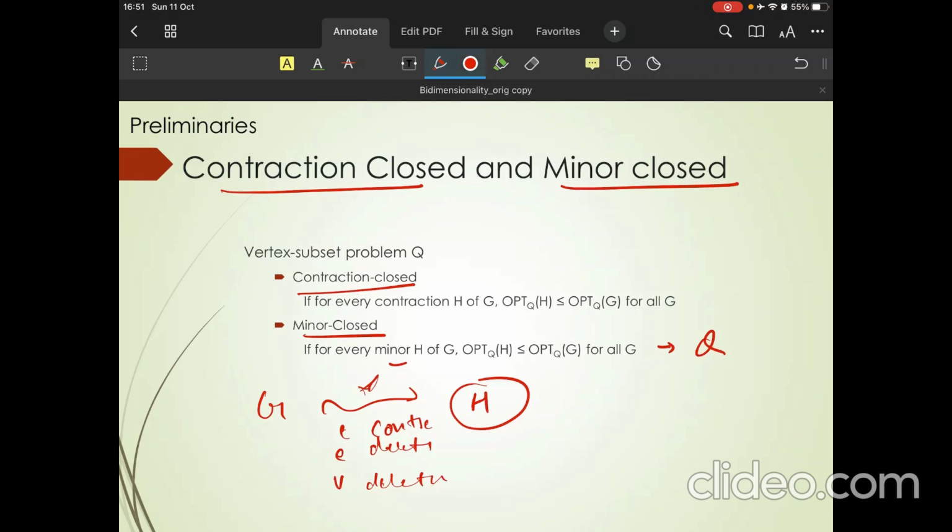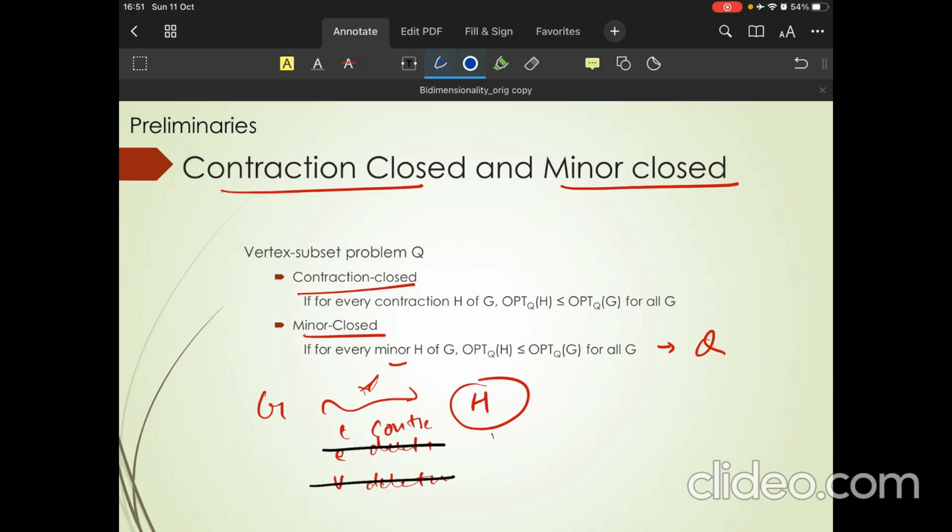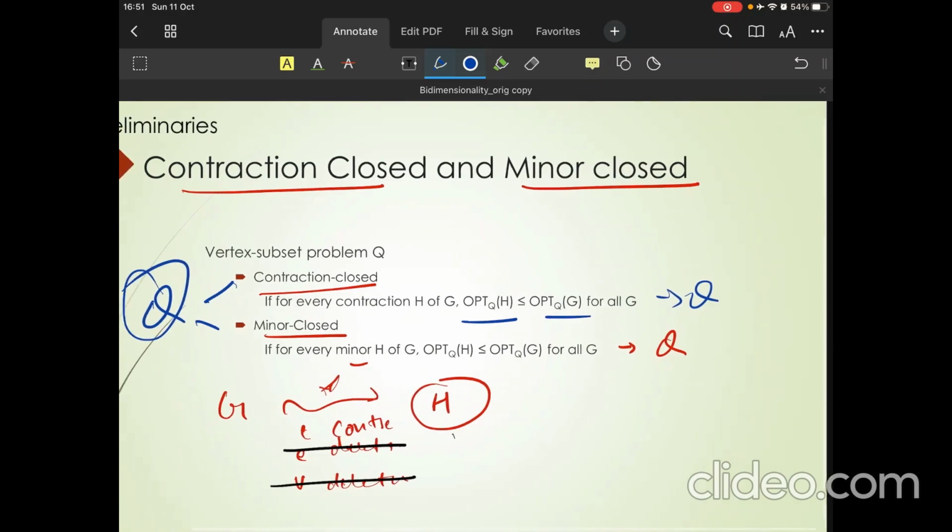Similarly, I'll define contraction first. Contraction is a subset of the operations of a minor. So we define only one operation, which is edge contraction. Every graph derived from a series of edge contractions from the original graph G is called a contraction of G. So contraction closedness says that for every contraction H of G, the optimal value of H in Q is less than or equal to the optimal value of G, for all such G that are valid instances to Q. We note that these two are properties of a problem Q, not properties of graphs, contractions or minors.